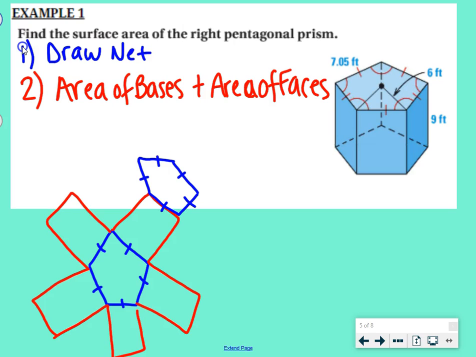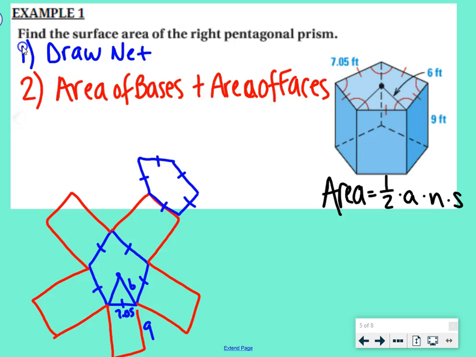So we do need to label our net with its dimensions. So we have the 6 feet for the radius, we have the 7.05 for the side length, and then we have 9 feet for the height. So remember, finding the area of the base, it's a regular pentagon, which means our area formula is 1/2 times A times N times S.